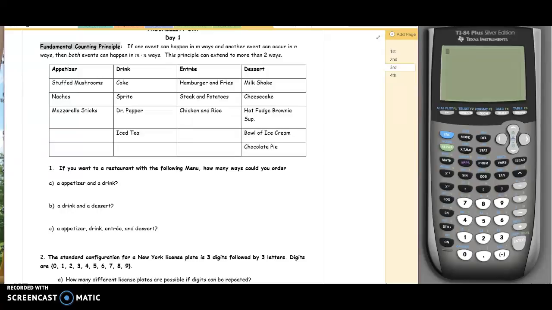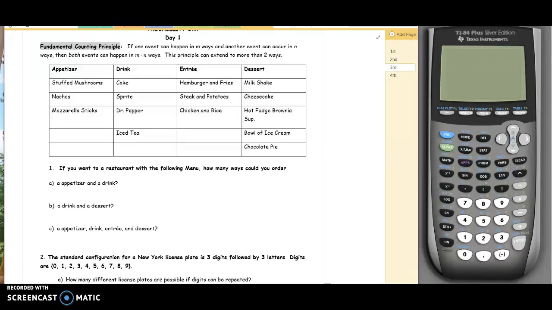The fundamental counting principle says, if one event can happen in M ways and another event can happen in N ways, both events can happen in M times N ways. So let's look at number one.